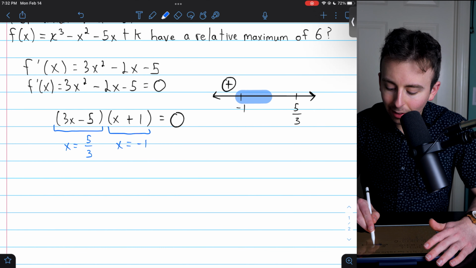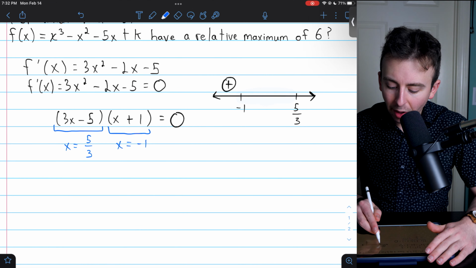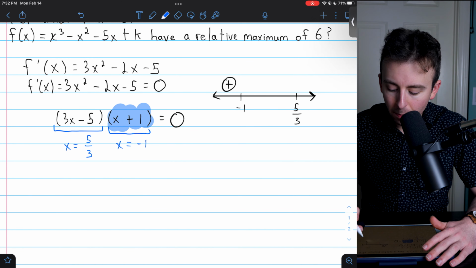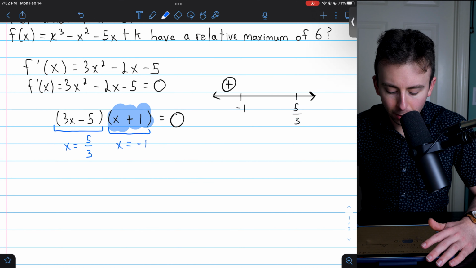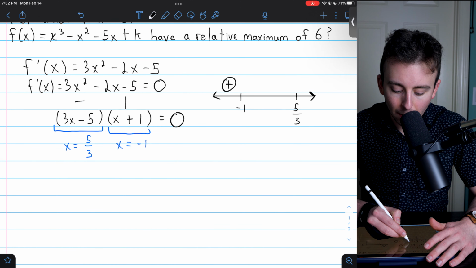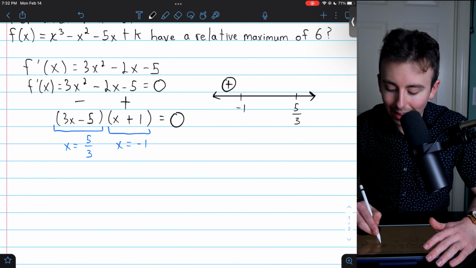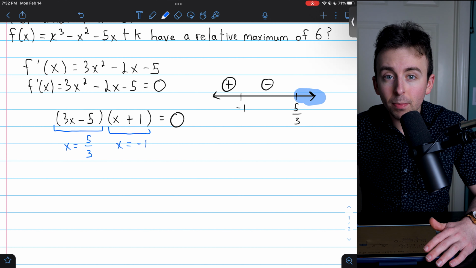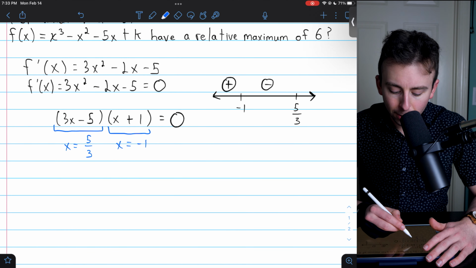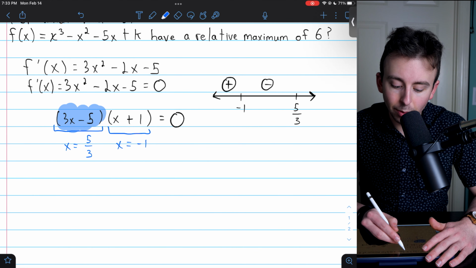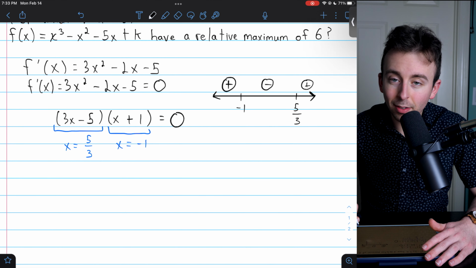So then we have to ask, what if x is between negative 1 and 5/3? If x is in this interval, then x plus 1 is going to be positive now, but since x is still less than 5/3, 3x minus 5 will be negative. And so this whole thing is going to be a negative times a positive, so the derivative in this interval will be negative. So let's write that down. And then the last thing we have to answer is, what is the sign of the derivative over here when x is greater than 5/3? If x is greater than 5/3, then x plus 1 is still positive, and 3x minus 5 now will be positive too. And so overall, the derivative is positive over there.